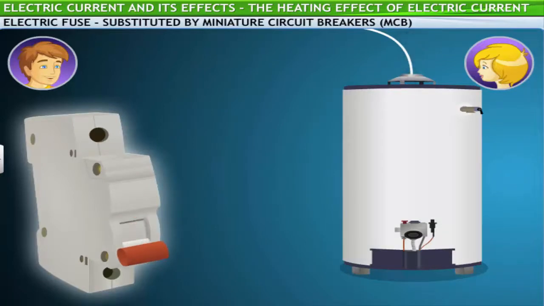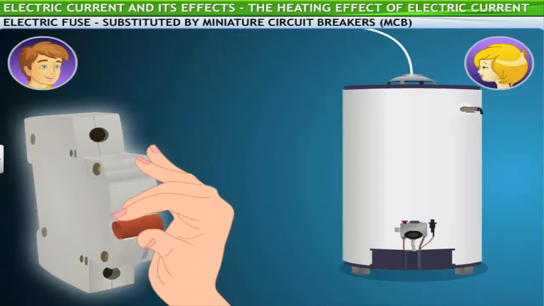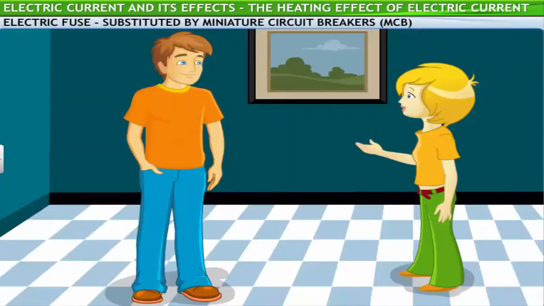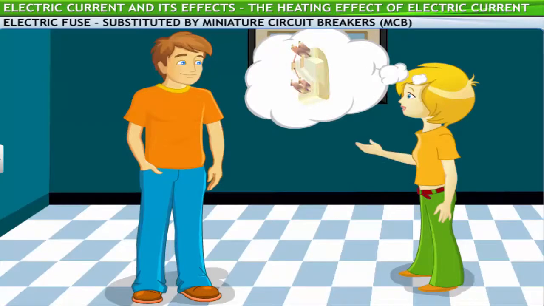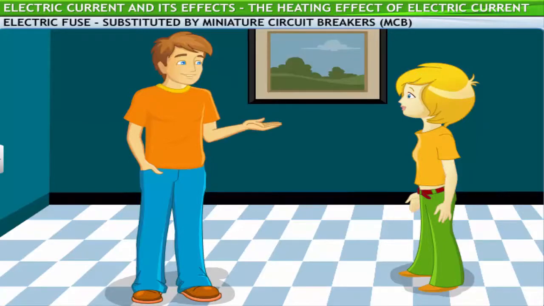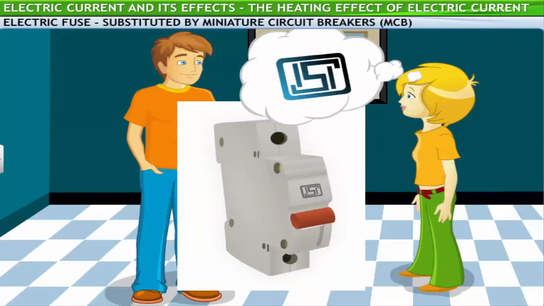After rectifying the defect in the electric circuit, we turn the switch back on and the current begins to flow again. Oh, so we don't need to replace any wire in MCBs, unlike what we have to do in a fuse when it blows off. Yes, that is one of the major advantages of using an MCB. The important thing to remember while buying electric components like MCBs is that they should have an ISI mark, right?